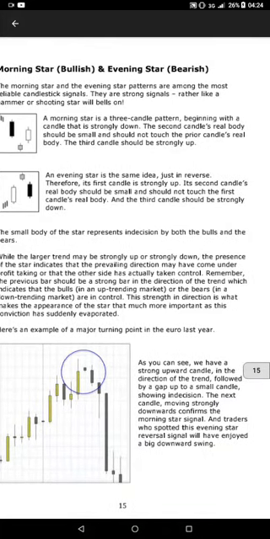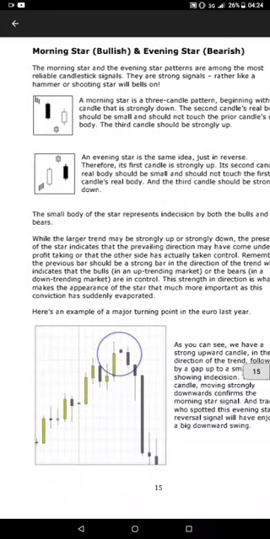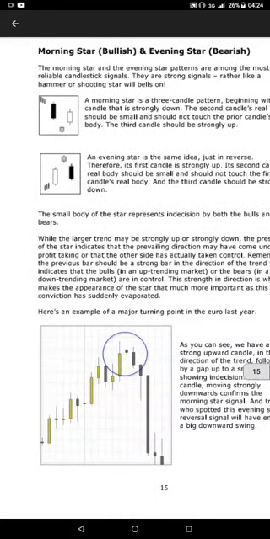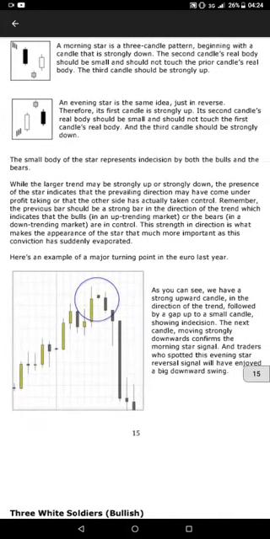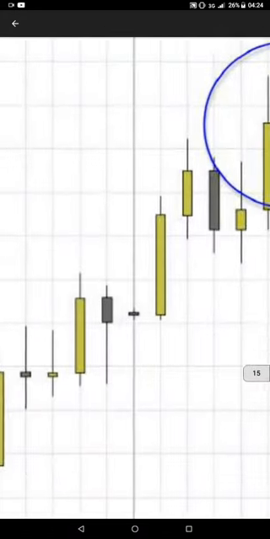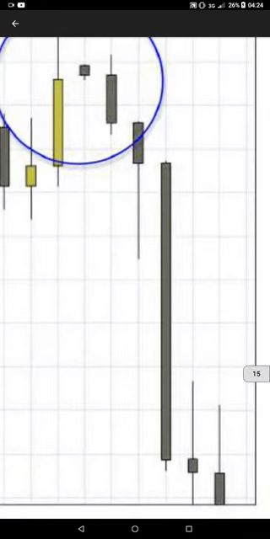This strength in direction is what makes the appearance of the star that much more important, as this conviction has suddenly evaporated. Here is an example of a major turning point in the euro last year. As you can see here, guys, here it is. That is what they were talking about.